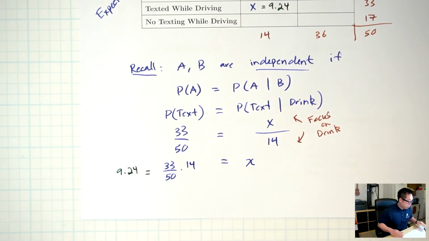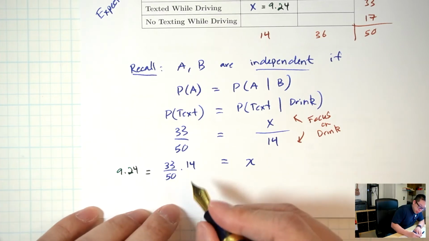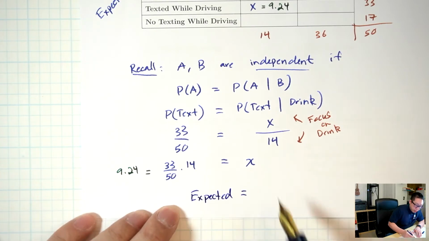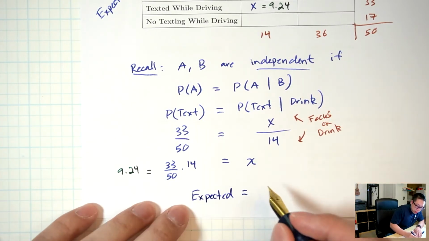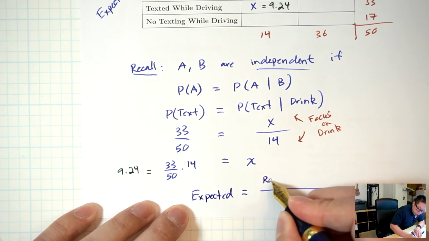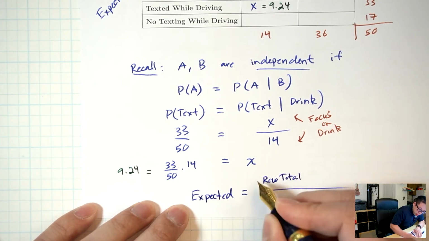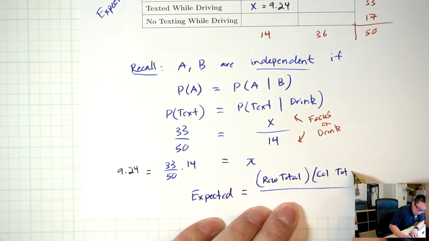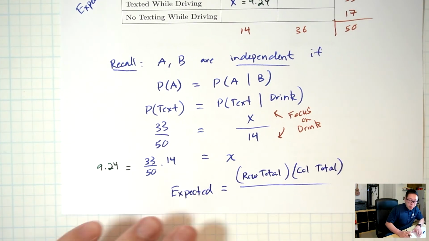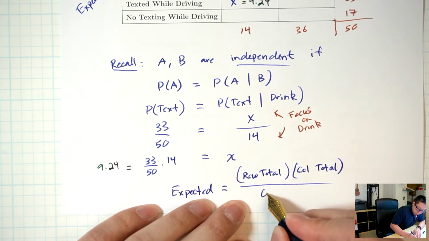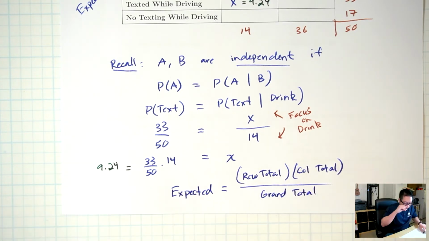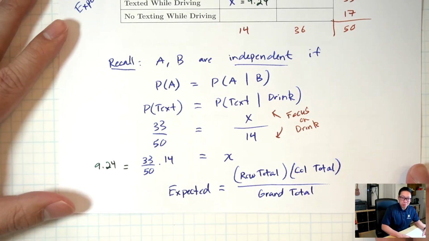So let me write that down as our formula. To get the expected, instead of going through this algebra part, we can just do row total times the column total, and then divide by the grand total. Okay, grand total is the correct term, but I'm going to apologize, I'm probably going to just say total.